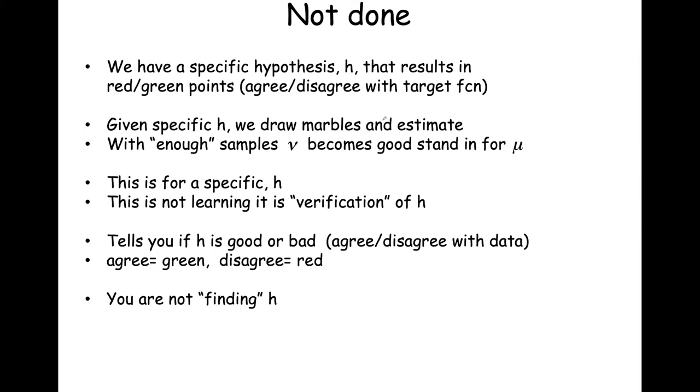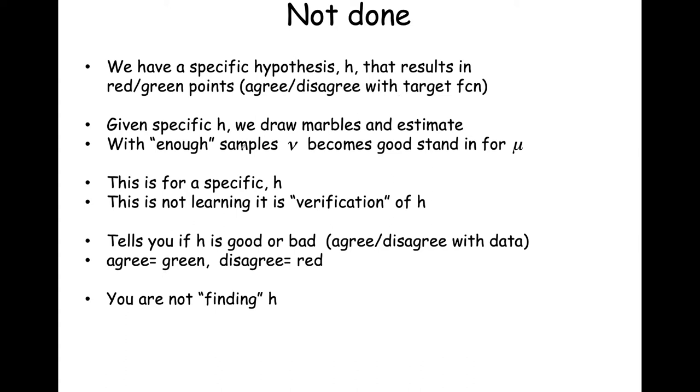So we have a very specific hypothesis, h, a single hypothesis. And when you compare the label output by this hypothesis with that of the unknown target function, that's going to result in a particular coloring of red data points and green data points, i.e. the disagreement and the agreement with this unknown target function.